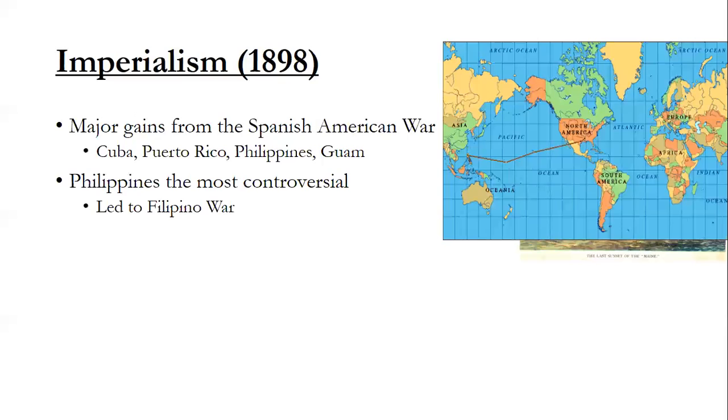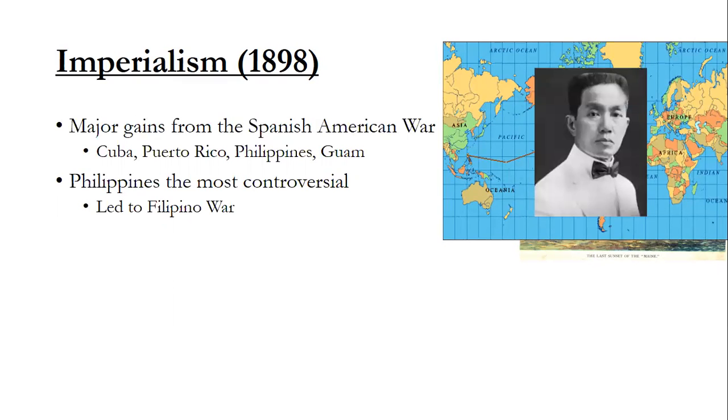Another reason why it was controversial was that the Filipino people wanted their own country. They were very upset that they did not get their own country. They did not feel like they were American in any way, shape, or form. And so they were led by this guy, Emilio Aguinaldo, in this war to try to get Filipino independence. It is going to work, but it's going to take many years. In 1946 is when the Philippines becomes its own country.